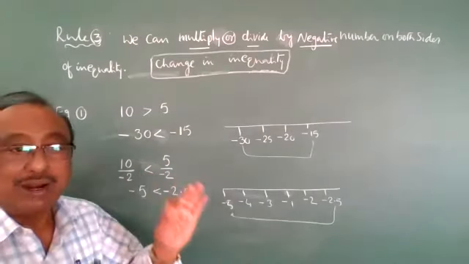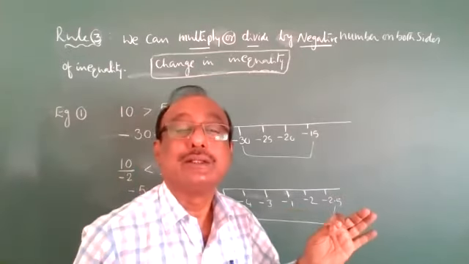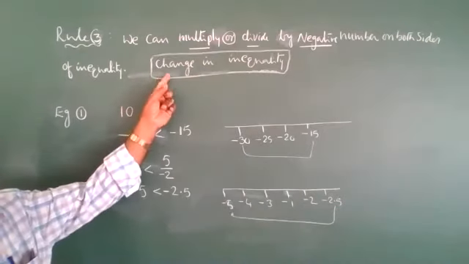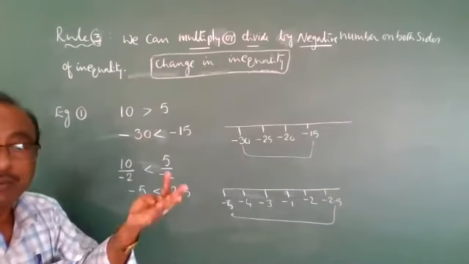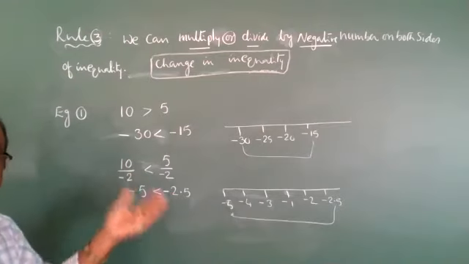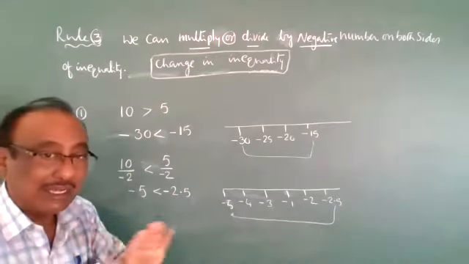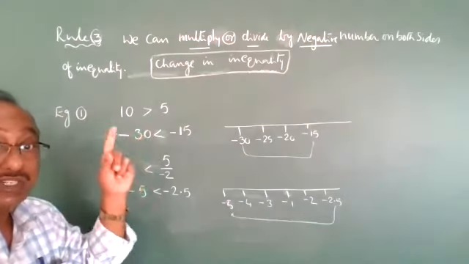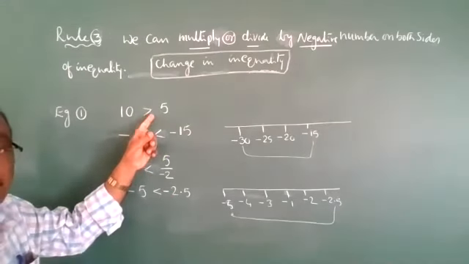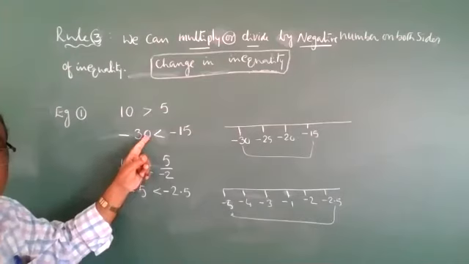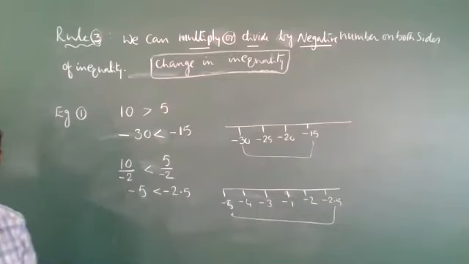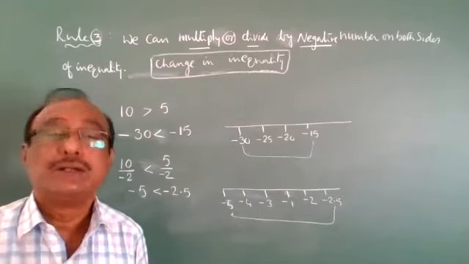Multiply and divide by a negative number, the inequality will change. By adding a positive or negative number, the inequality never changes. By multiplying with a positive number, the inequality never changes. By the multiplication or division by a negative number, the inequality will change. So minus 30 is smaller than minus 15. Greater than will change.